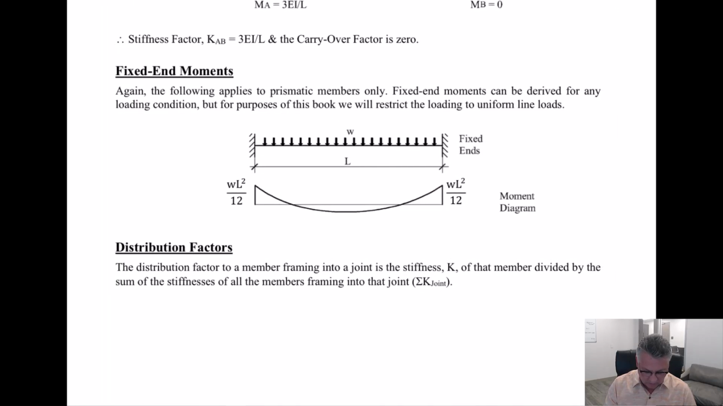Then we have something called distribution factors. Distribution factor is simply a way of stating that if you have an unbalanced moment, some of it's going to go to one side of the beam and some of it's going to go to the other side. And that's going to be based on these stiffness factors that we've already calculated.